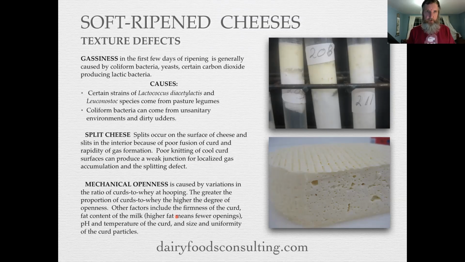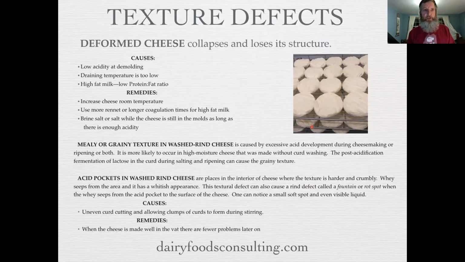So then we will take a look at some deformed cheese. So really kind of the antithesis of just a cheese that is not going to really make it into aging because it's already lost its shape. There's just something definitely not right about it. And it could have to do with these things: low acidity, the temperature in the room too low, and then maybe we're working with milk that's really high in fat.